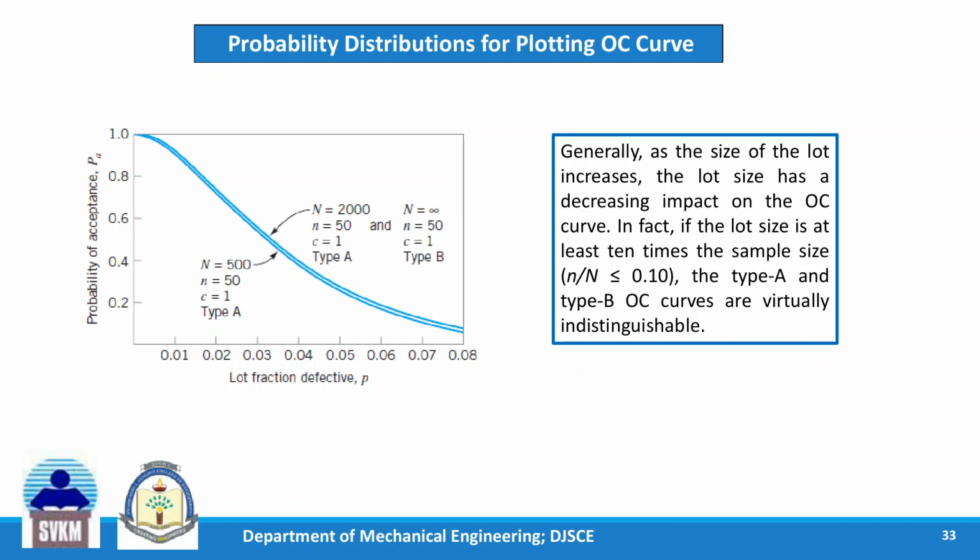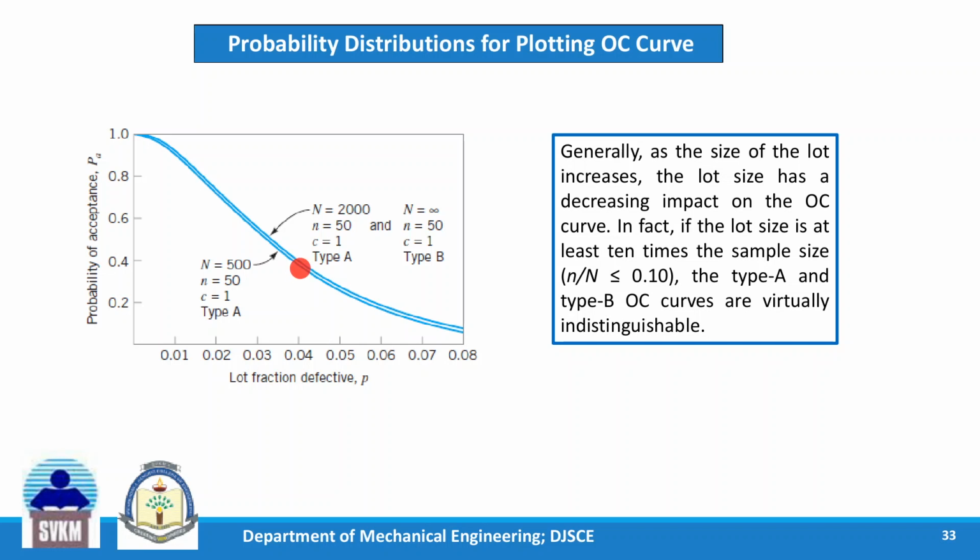Probability distributions for plotting OC curves. These are explained on this figure. This is the first curve, for lot size 500, sample size 50, and acceptance criteria C equal to 1. Then this is the second curve, which is above the first one, for lot size 2000, sample size 50, acceptance criteria 1.